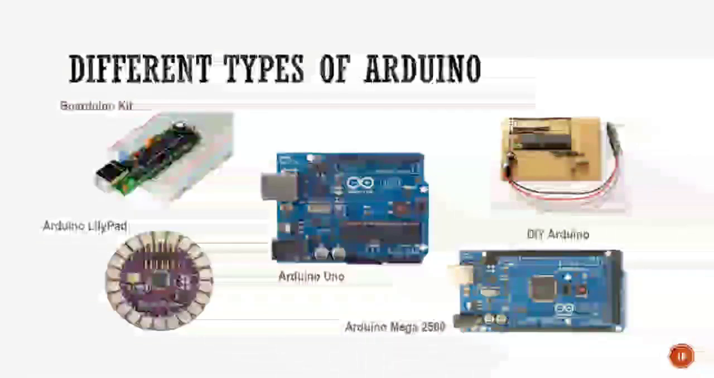Another type is Arduino Uno and Arduino Mega. This DIY Arduino board is built by do it yourself, so it's a homemade Arduino board. In this project we are using the Arduino Uno board.